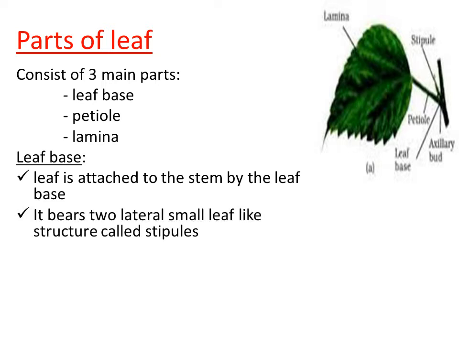Then it bears two lateral small leaf-like structures called stipules. So on either side of the leaf base, I am not talking about the axillary region now, right? Don't get confused. On the lateral side, that means on either side of the leaf base, we can observe the presence of small leaf-like structures.